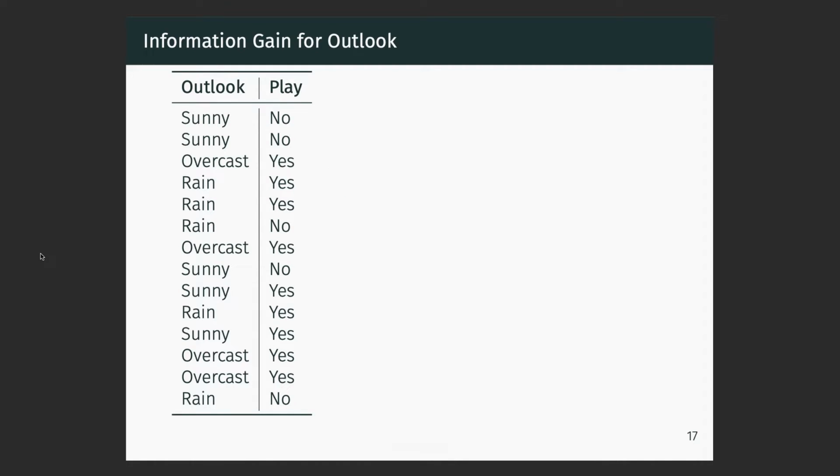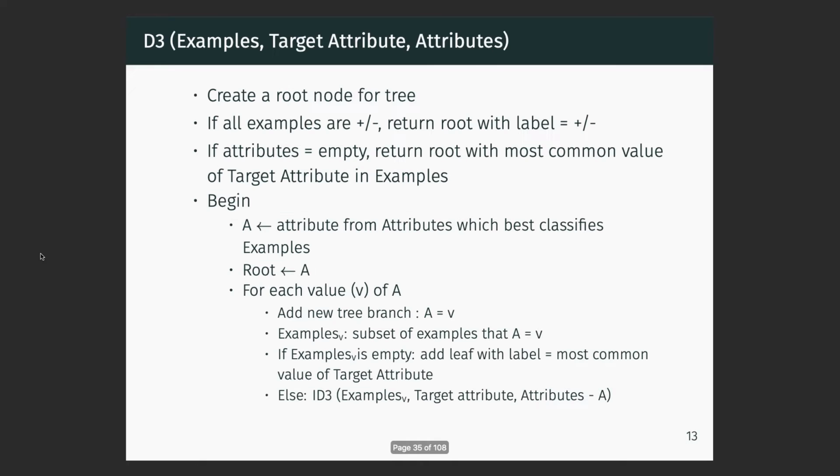Now let's look at different possible attributes for splitting. Right? So if we go back to the algorithm, we said that you pick an attribute A from the attributes which best classifies the examples. So imagine this will be a for loop where you have to cycle through all of the possible attributes and find the information gain for them. Right? So let's say we start with the attribute A equal to outlook.